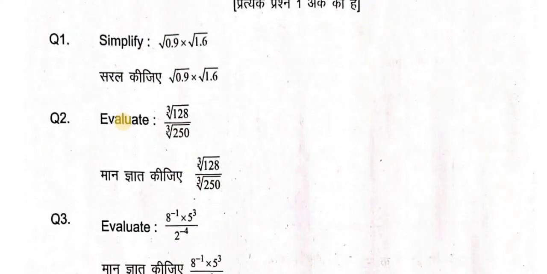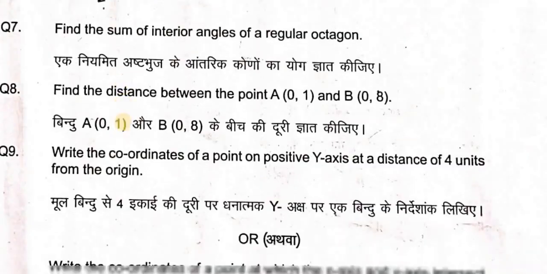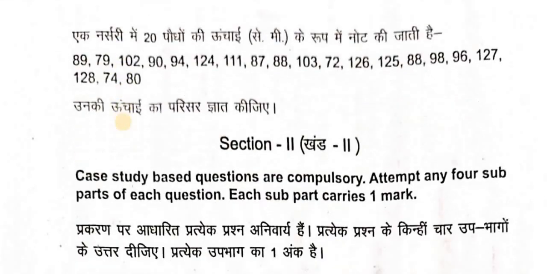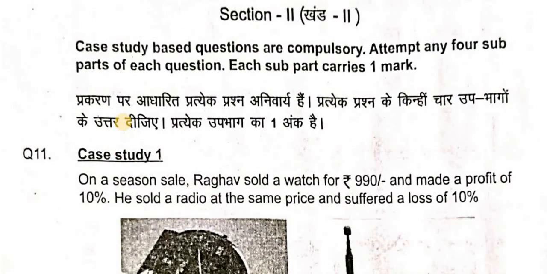As you already know, in section 2 two case based questions will be asked, and each case based question has 5 subparts. From the 5 subparts, students can attempt only 4 questions. So any 4 questions students can solve. It is not compulsory that you have to solve 1, 2, 3, 4. We can solve out of 5. You can solve any 4.